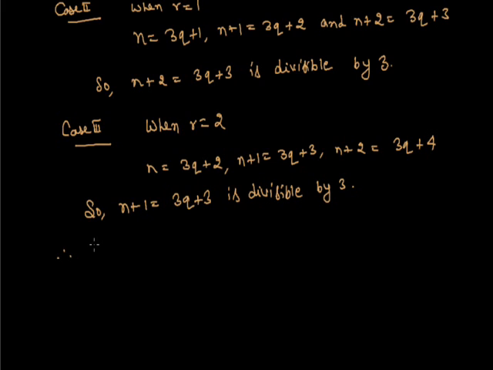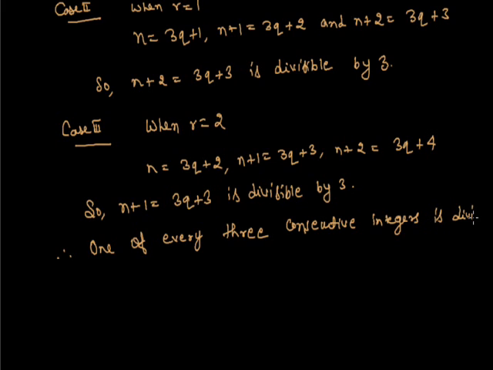So therefore one of every three consecutive integers is divisible by 3. Next problem. In fact, next topic, this is Euclid division algorithm.